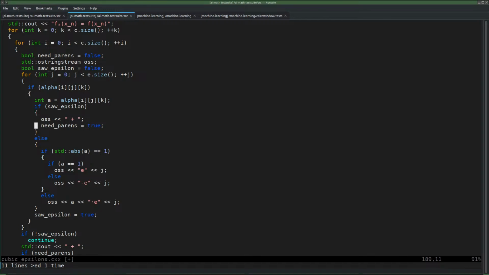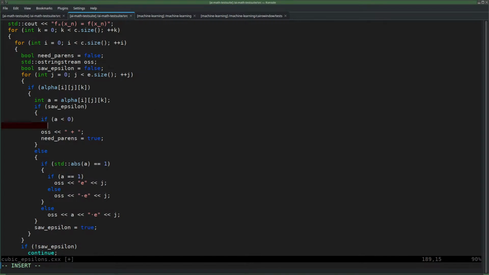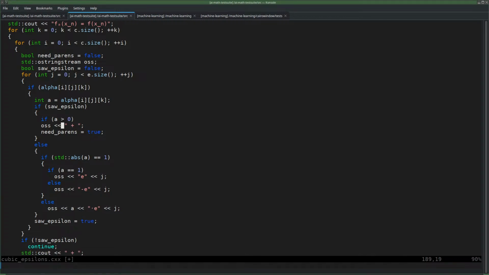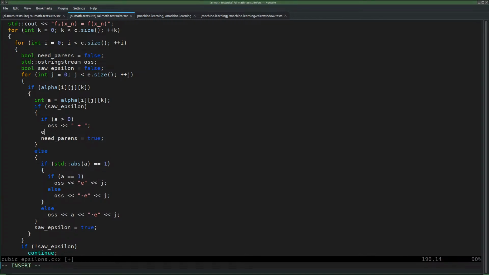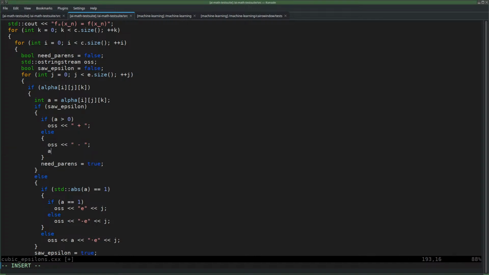And then in this case we already saw an epsilon. Then it depends on if a is less than 0, then, well, no, let's do it like this. It's not 0, right? I mean, otherwise we would not have entered here. If it is larger than 0, we just print the plus and everything is fine. And otherwise we print a minus sign. And I'm going to set a to -a, so it is now positive.